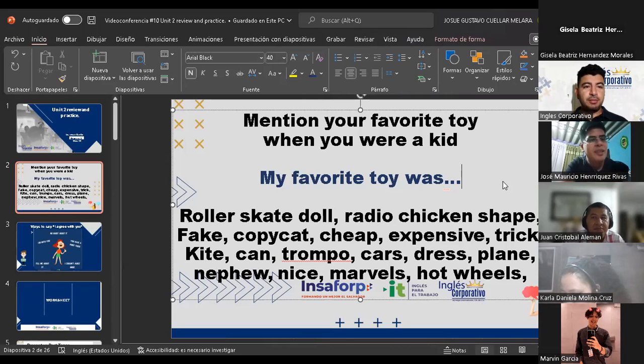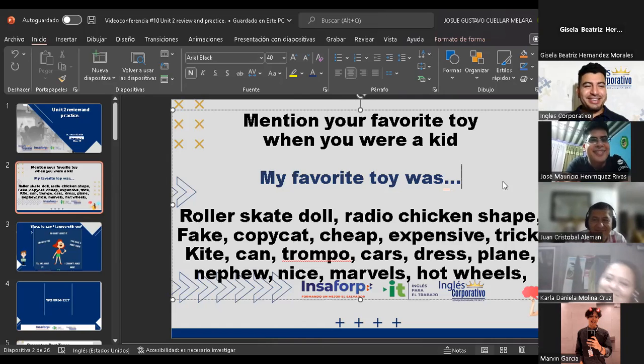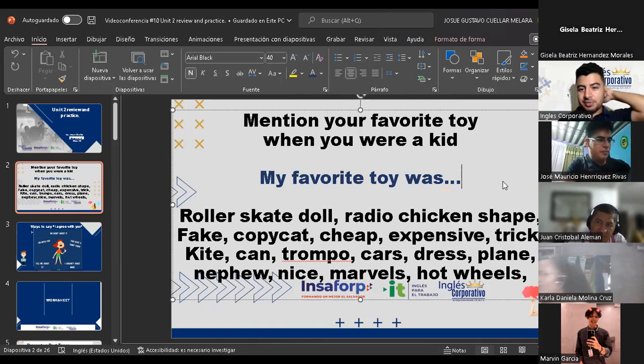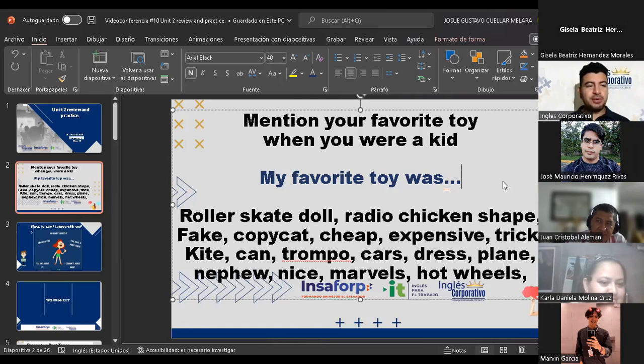What about Carly and then Marvin? My favorite toys were a Woody figure from Toy Story. Mm-hmm, nice. And one from Camperonix, from Pollo Campero, right? A chicken. Yes, in fact, I stole it from my uncle. Okay. When I was 5. Really? Well, it is nice because we always have good memories with some specific objects. Okay. Thank you. Marvin, and then we go with Gisela.